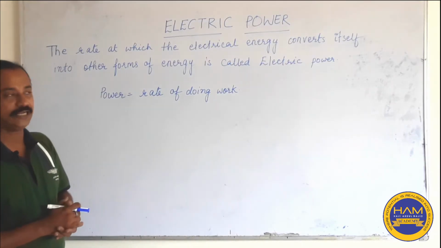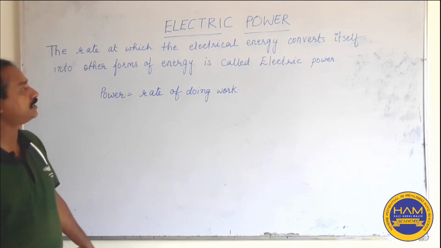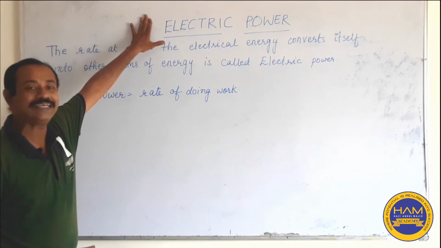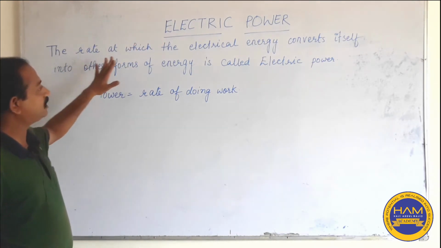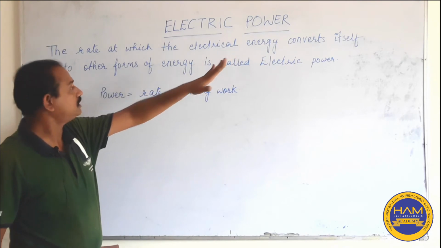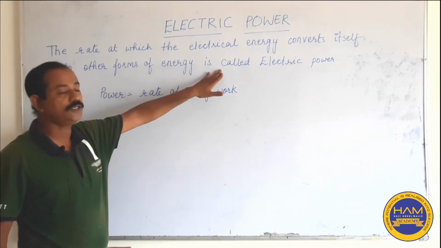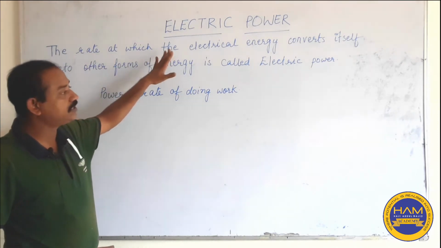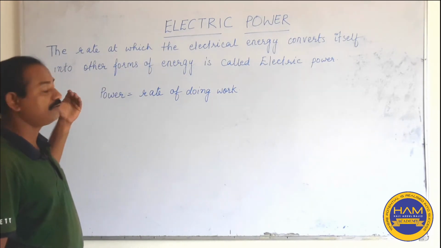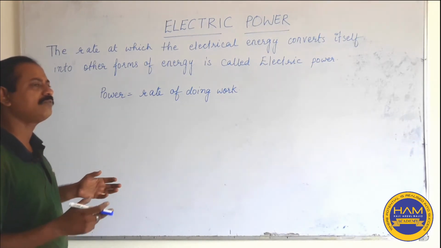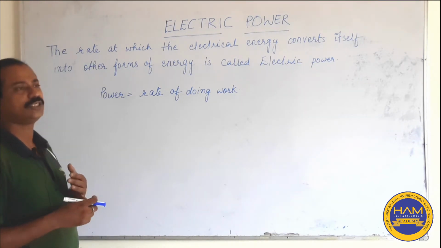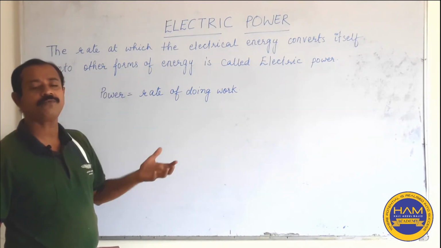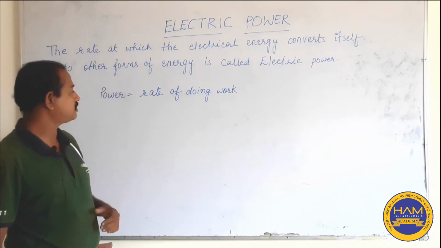After the thermal effect of electric current, we come down to another physical factor which is related to your electricity, that is electric power. Now what is electric power? The rate at which the electrical energy converts itself into other forms of energy is called electric power. I repeat, the rate at which the electrical energy is converting itself into another form of energy. As you know, there are various forms of energies, light energy, wind energy, and different kinds of energies. So electrical energy, in whichever form it is being converted, it is called electric power.